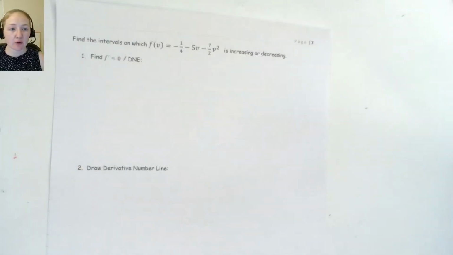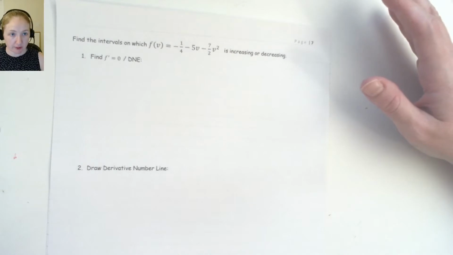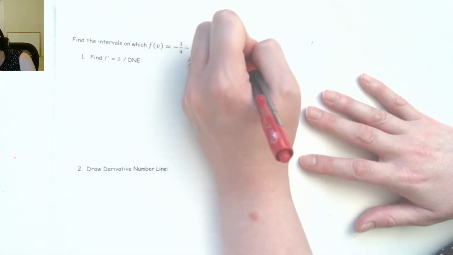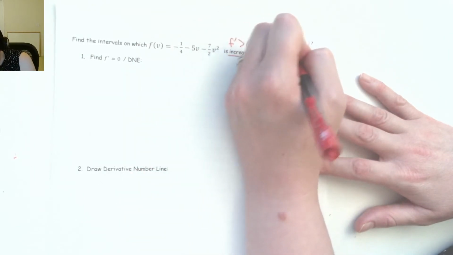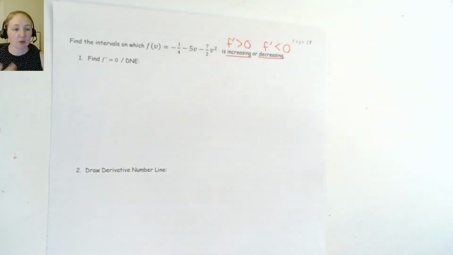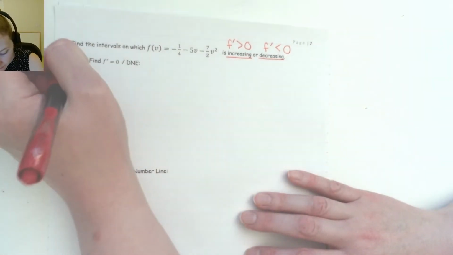All right, so let's go very slowly through how we find the intervals of increasing and decreasing. So remember that for increasing, we want to know where our derivative is greater than 0, and for decreasing, we want to know where our derivative is less than 0. So it becomes a question of solving that inequality. To do that, our first step is going to be critical numbers.